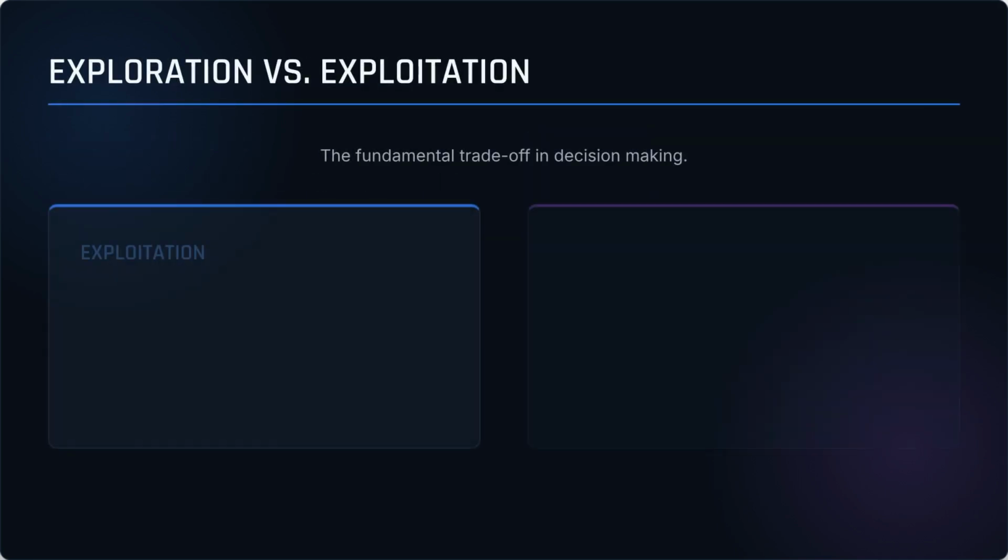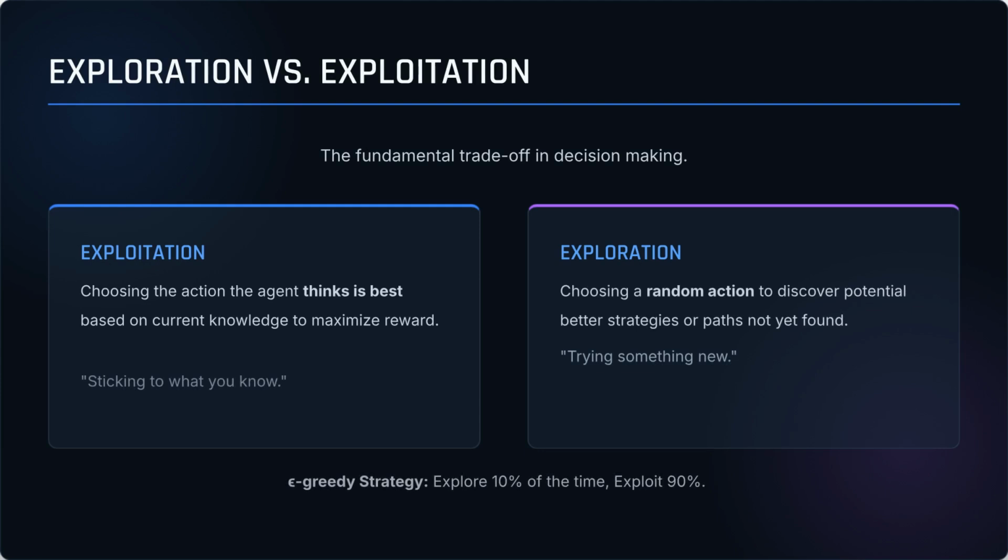A fundamental trade-off in decision-making is between exploration and exploitation. Exploitation means choosing the action you know is best. Exploration means trying something new to discover better strategies. The epsilon greedy strategy is a common way to balance this.